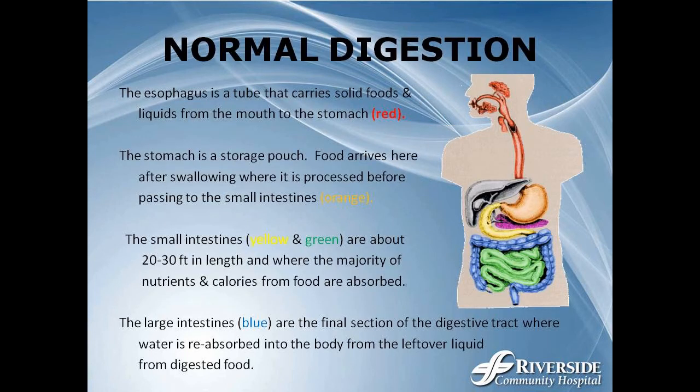In normal digestion, the esophagus is a tube that carries solid foods and liquids from the mouth to the stomach. The stomach is a storage pouch. Food arrives here after swallowing, where it is processed before passing to the small intestines. The small intestines are about 20 to 30 feet in length and where the majority of nutrients and calories from food are absorbed. The large intestines are the final section of the digestive tract where water is reabsorbed into the body from the leftover liquid from digested food.